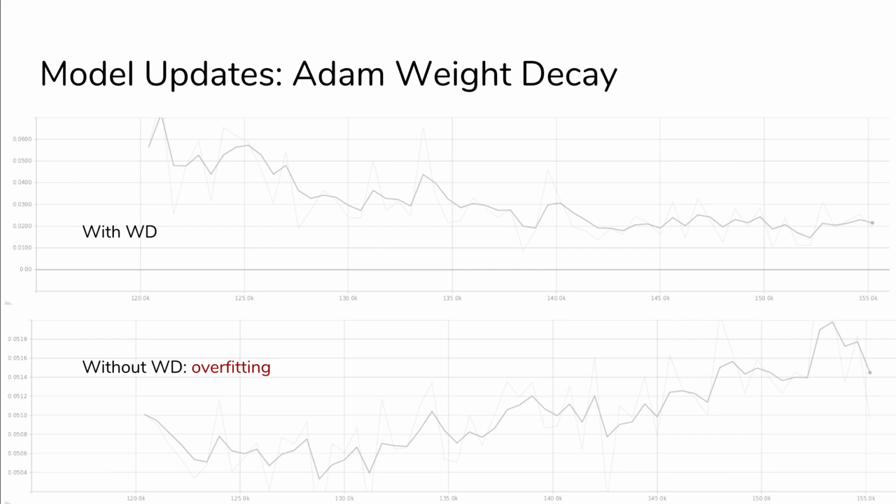There we see two figures comparing validation loss of two different runs with and without our proposed weight decay operation. The lower model starts to overfit after 130,000 steps. The upper model continues to learn without overfitting with weight decay.